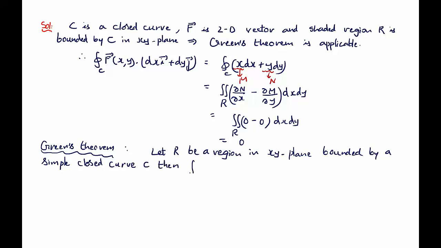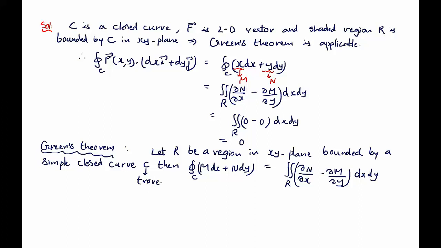Then the integral over C of M dx plus N dy is equal to the double integral over R of (∂N/∂x minus ∂M/∂y) dx dy. So this is traversed counterclockwise.